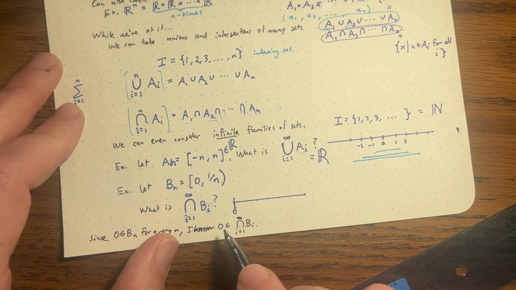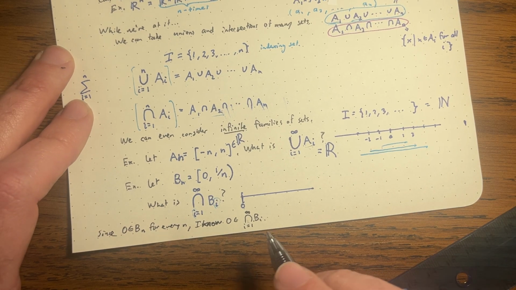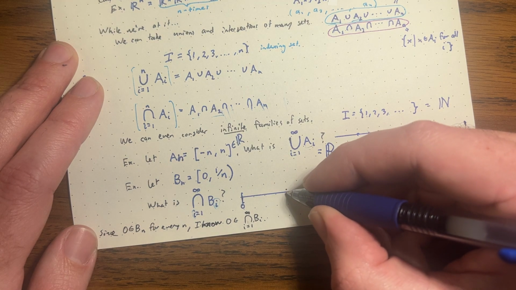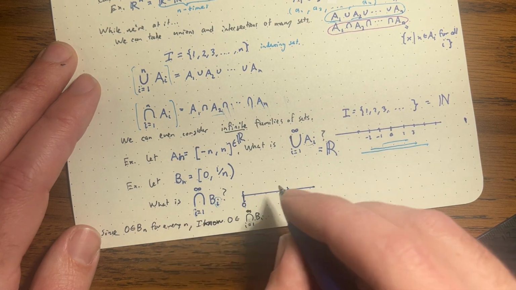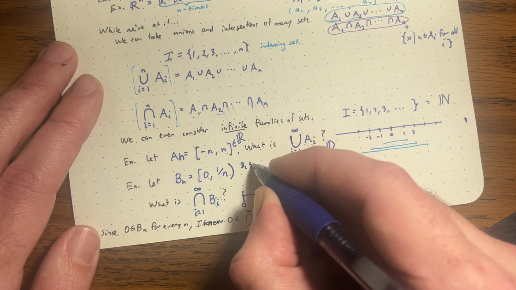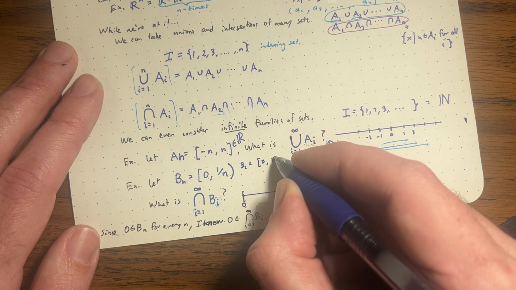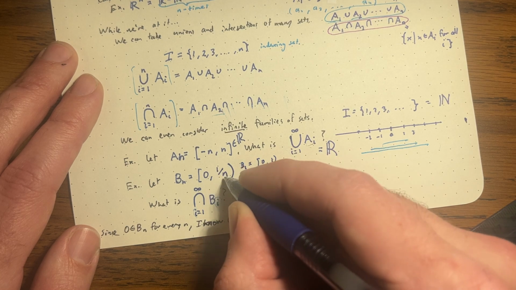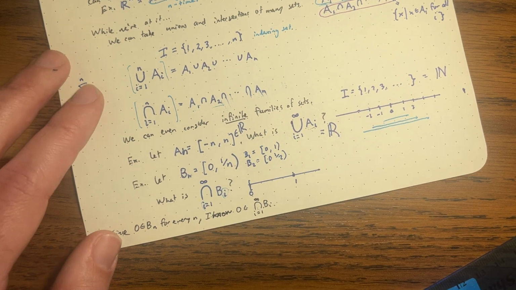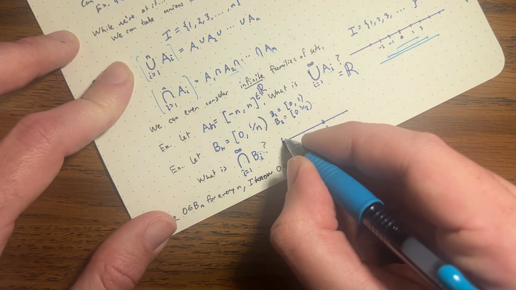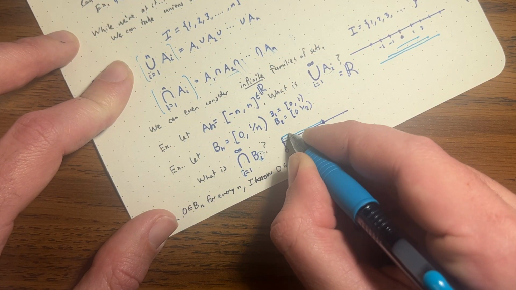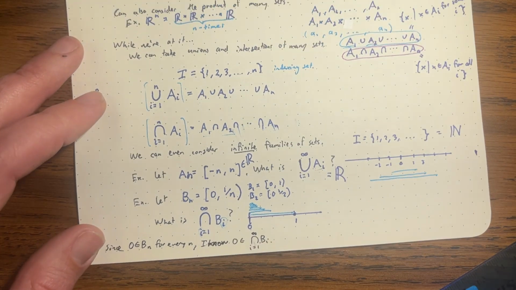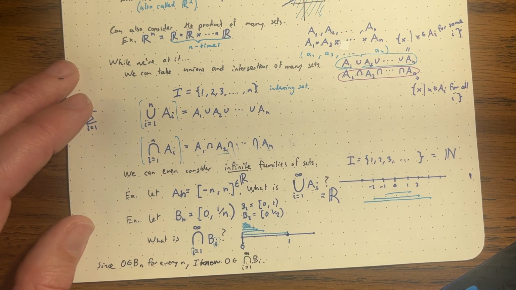But I claim that no other number is in all of them. 0 is the only number in all of them. And it's because, well, maybe B1 is here, and so my B1 is going to be 0 up to 1. B2 is going to be 0 up to a half, 1 over 2, etc. And 0 up to 1/3. So I've got B1 like that. B2 is going to be smaller. B3 is going to be even smaller. And they're going to get smaller and smaller and smaller. So that's the picture.